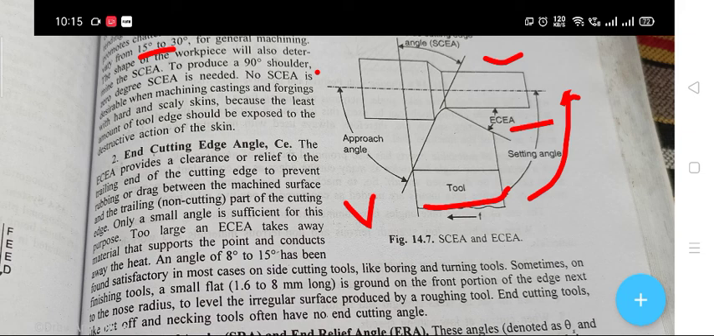No SCEA is desirable when machining castings and forgings with hard and scaly skins, because the least amount of tool edge should be exposed to the destructive action of the skin.